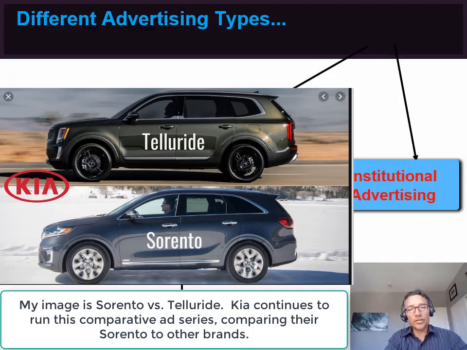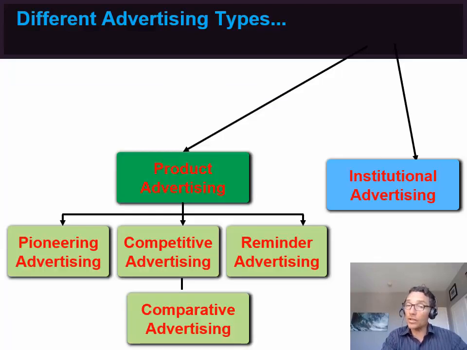Now, when you compare yourself to another brand, you are giving them some media exposure, but you're trying to say we're as good as, if not better, than this other, and it's oftentimes a superior brand. So with comparative advertising, you have to make sure those claims are accurate, or you're probably going to get sued by the competitor if you're making false claims in that advertisement.